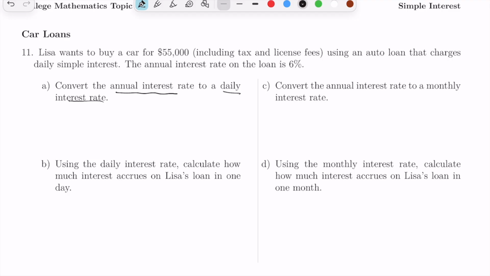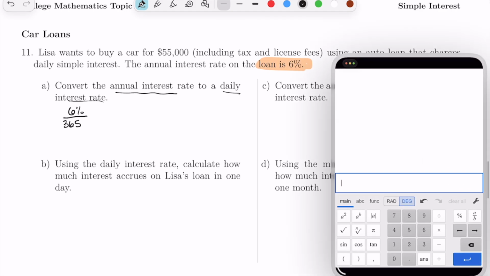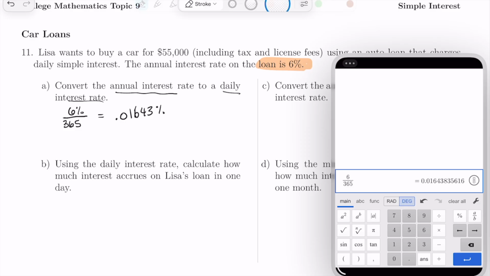Okay, well, that's easy enough. It tells us that our annual interest rate of the loan is 6%. So we could take 6% and divide it by 365 because there are 365 days in a year. If we take 6 and divide it by 365, we have a daily interest rate of 0.01643 percent. That'd be probably 0.64 if we round that.